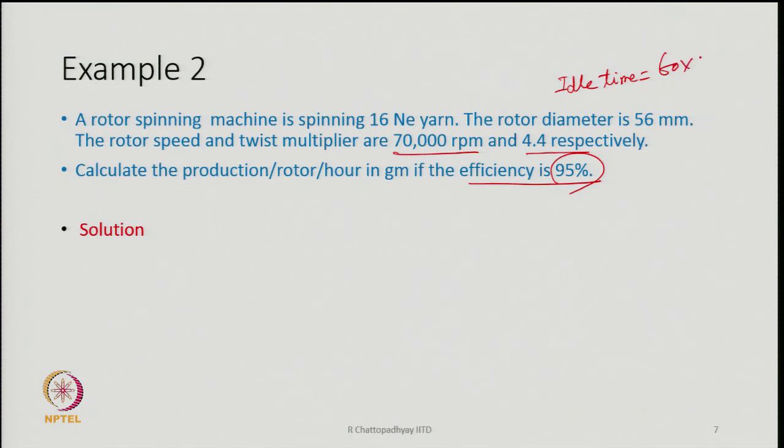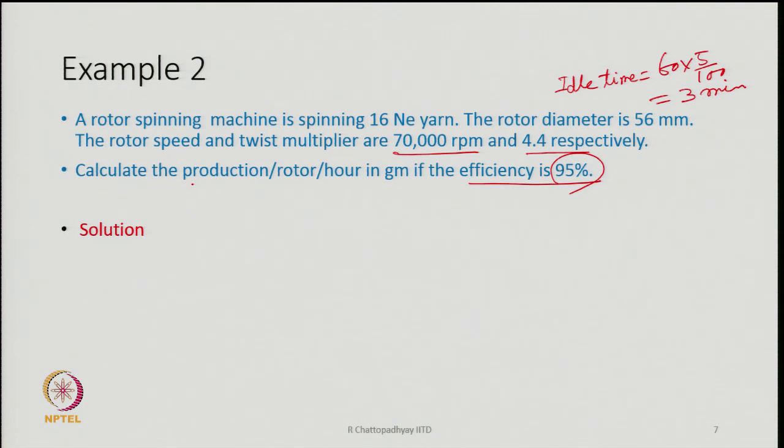$60 into 5%, 5 by 100. That means it is basically 3 minutes. For 3 minutes the rotor did not work, it was idle. For 57 minutes it has worked.